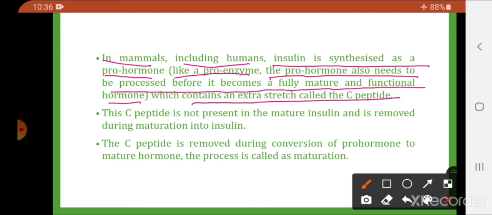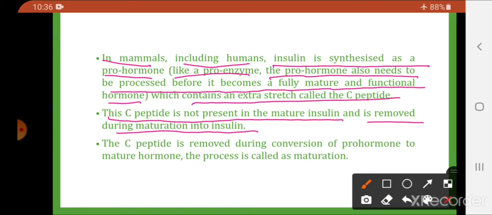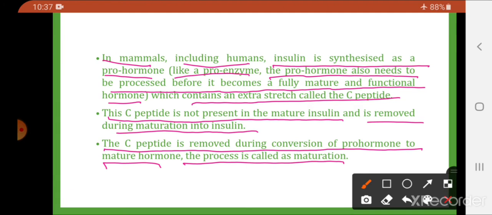So proinsulin, which occurs in the form of a prohormone, contains an additional chain called the C-peptide. This C-peptide is not present in the mature insulin and is removed during the maturation into insulin. So mature insulin does not have the C-peptide. It means during the maturation process the C-peptide will be removed. The C-peptide is removed during the conversion of the prohormone to the mature hormone. That process is called maturation.